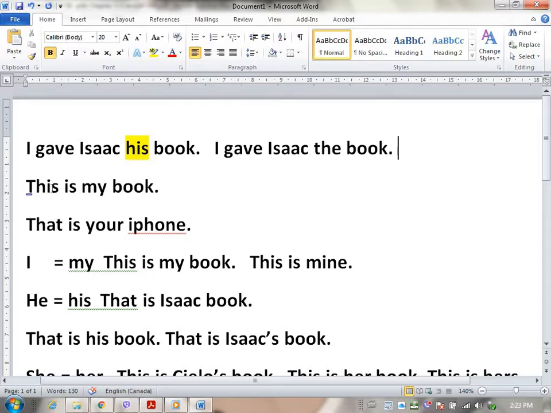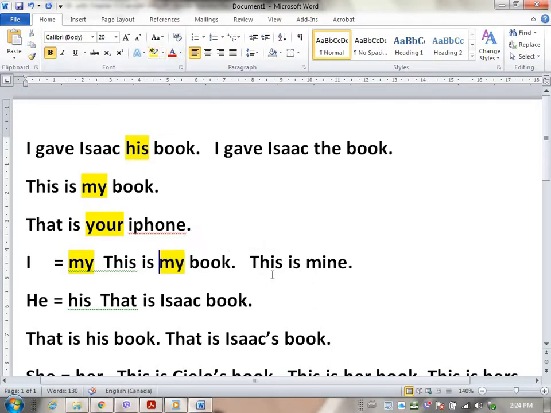And also I could say this is my book. I mean, this belongs to me. Then I use "my" book. And also I could say this is your iPhone. See, I use "your", meaning it belongs to the other person. And when we have "I", usually we use "my". I could say this is my book. We see here.